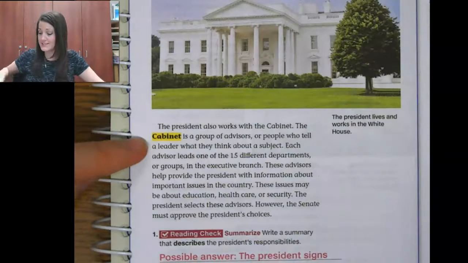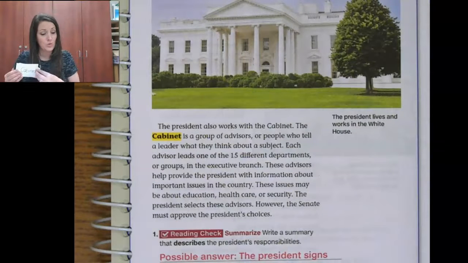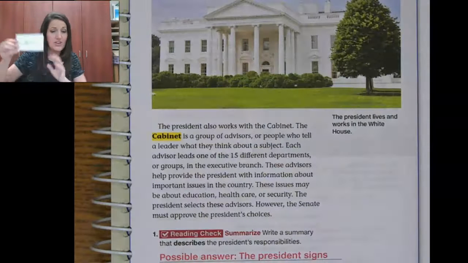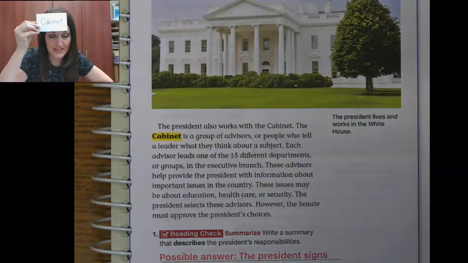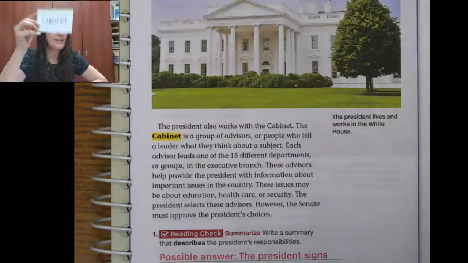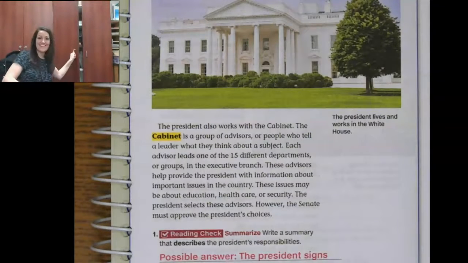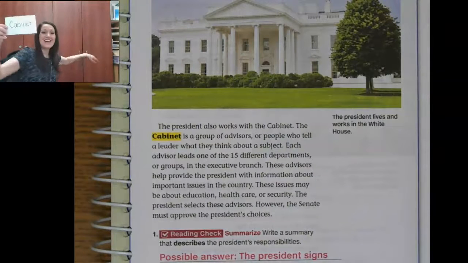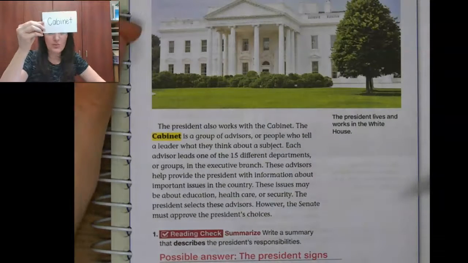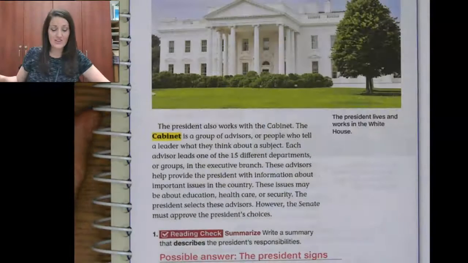The cabinet is a group of advisors or people who tell a leader what they think about a subject. So cabinet, that doesn't mean like this is a cabinet. It's not that. This is uppercase C. It's a group of people. So the cabinet is their advisors.